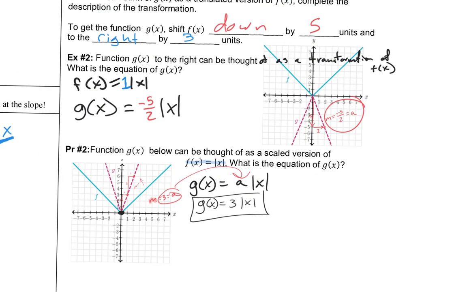Okay, so hopefully you understand what we're doing there. We're just trying to find the new slope on the right side. Then we put that in as our a value, and we are done. Okay, let's go to the next page.